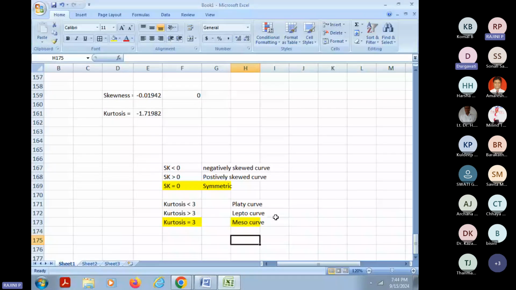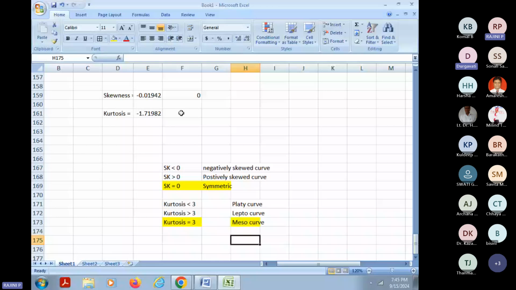Here we got kurtosis minus 1.71, so this is not a normal one, no? Yes, ma'am, it is not normal. I told you, it is platykurtic. The data doesn't follow normality. Okay, ma'am.